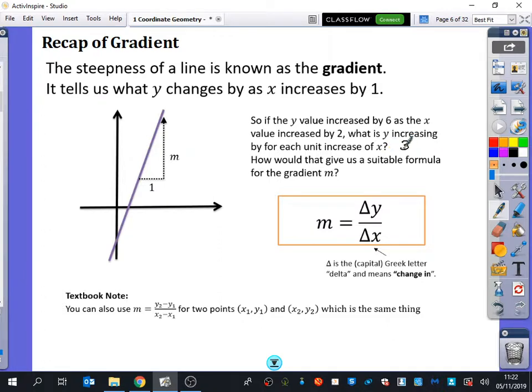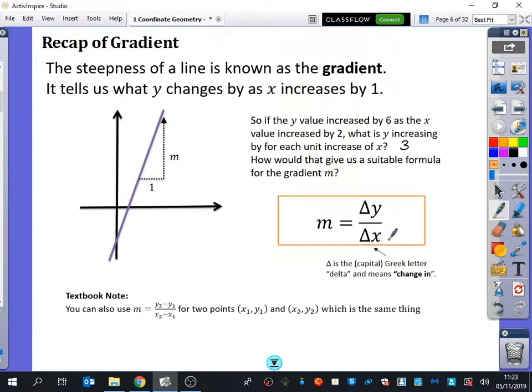3, pretty simple. And how would that give us a suitable formula for the gradient m? So this is what Arifel discussed with us earlier. He said that m was equal to the change in y over the change in x. And this little triangle symbol that I've said here is just a symbol that might be useful to become familiar with, especially if you do physics. I think this comes up a lot in physics. This triangle is the capital Greek letter delta, and it means the change in. So this triangle is delta y over delta x.